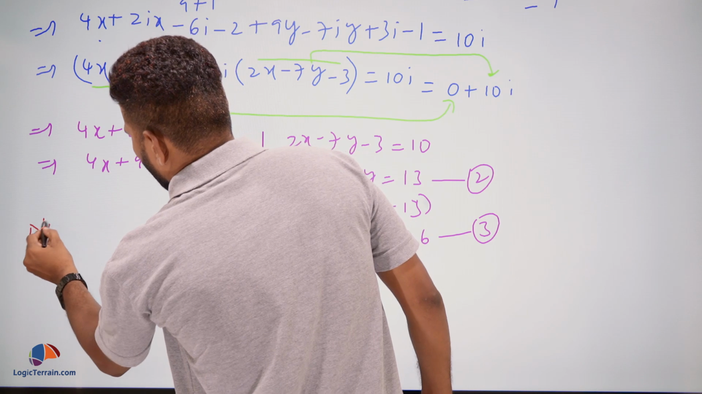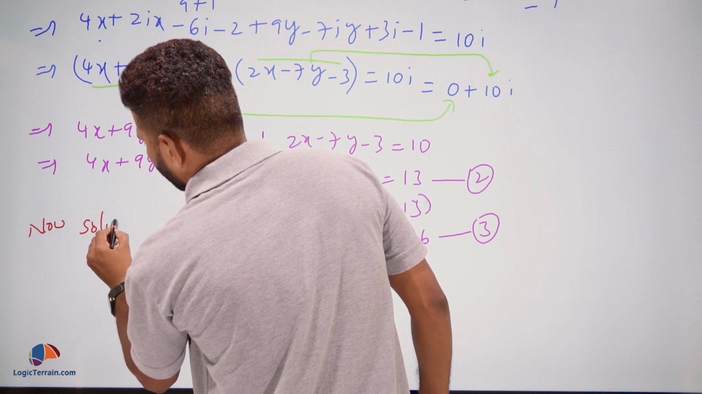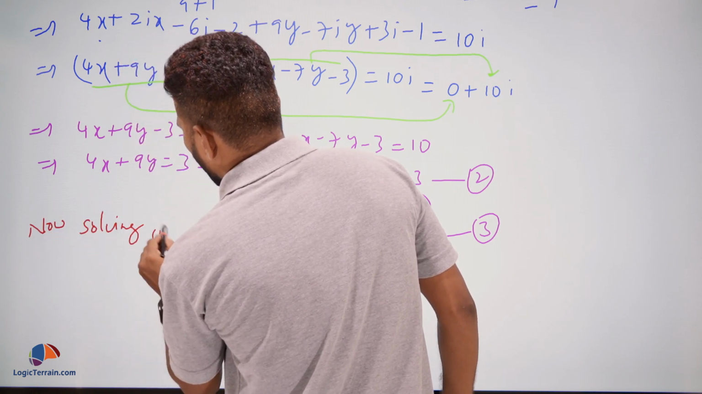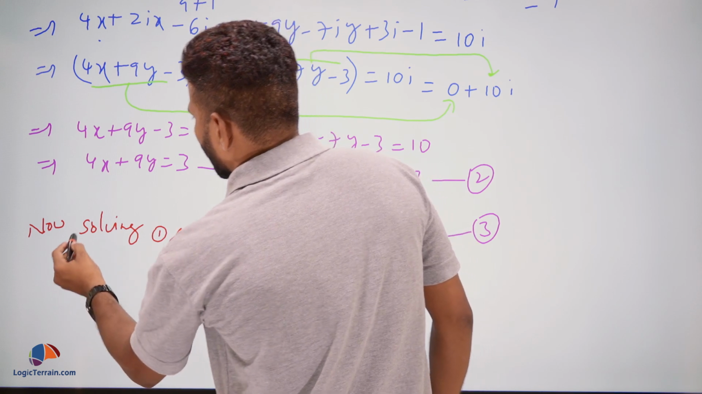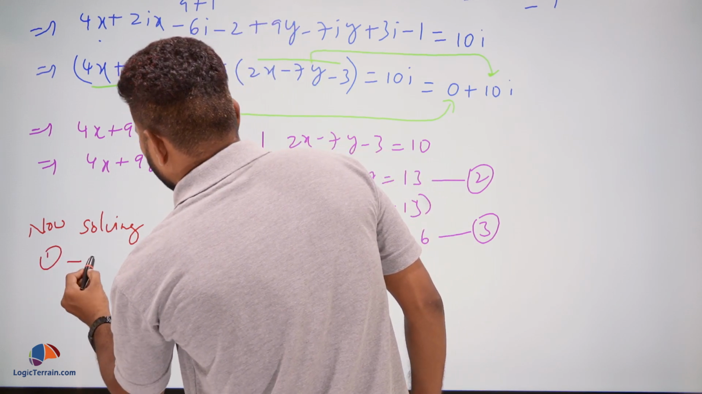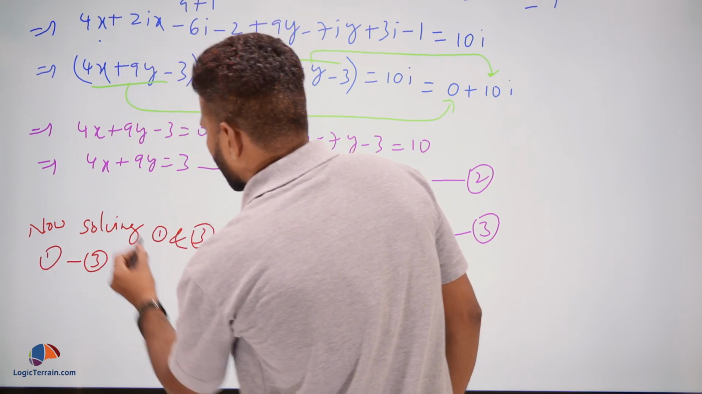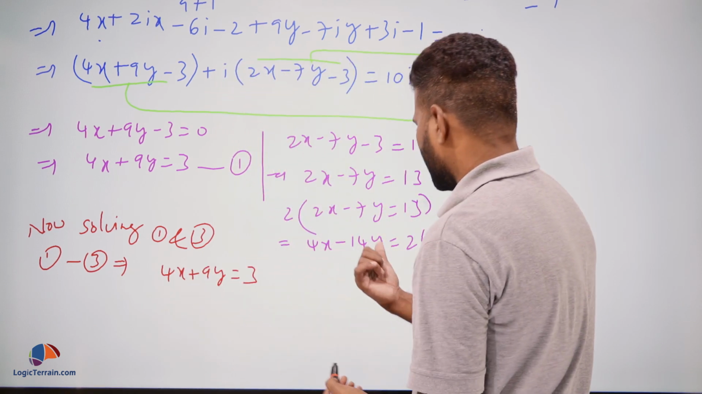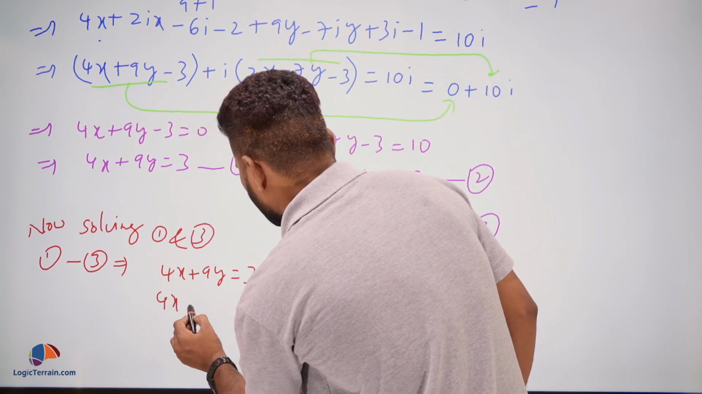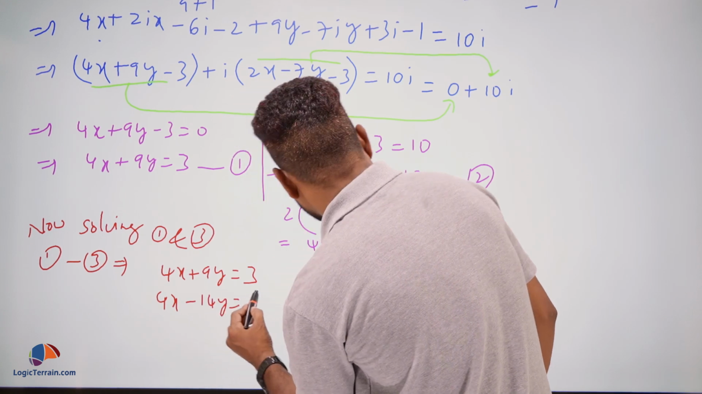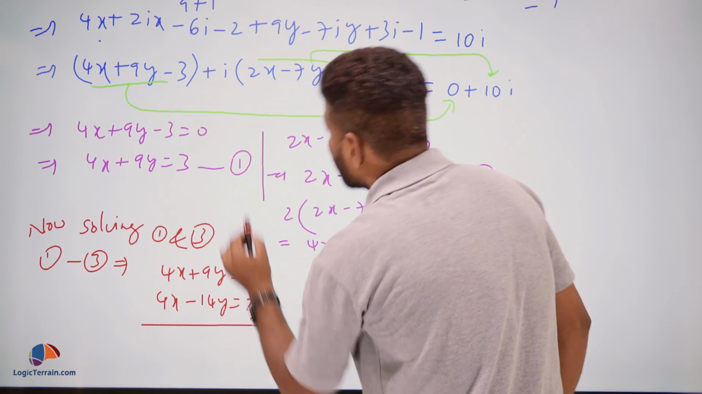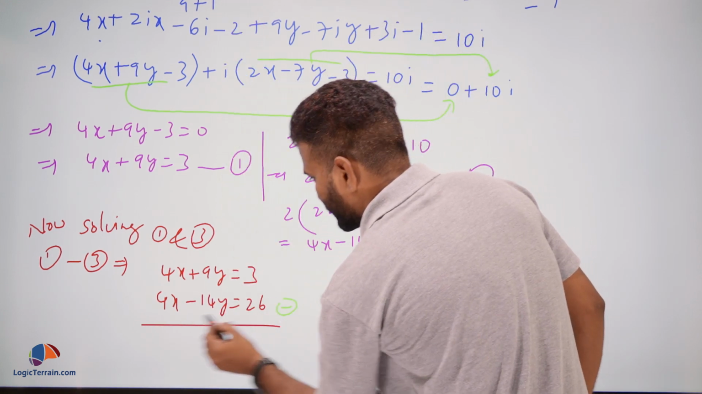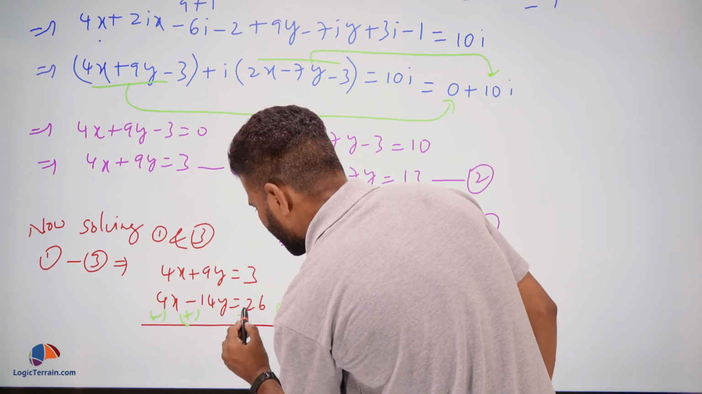So now solving 1 and 3. What we'll do is 1 minus 3. 4x plus 9y is equal to 3. Here 4x minus 14y is equal to 26. So on subtracting, signs will change.